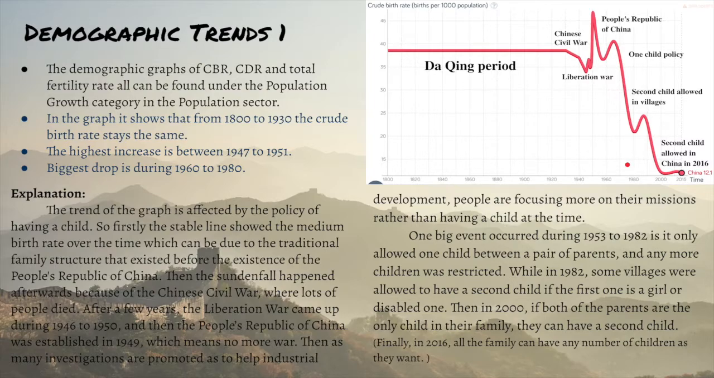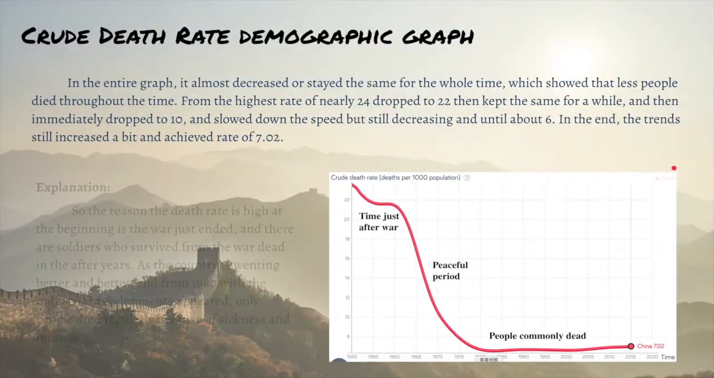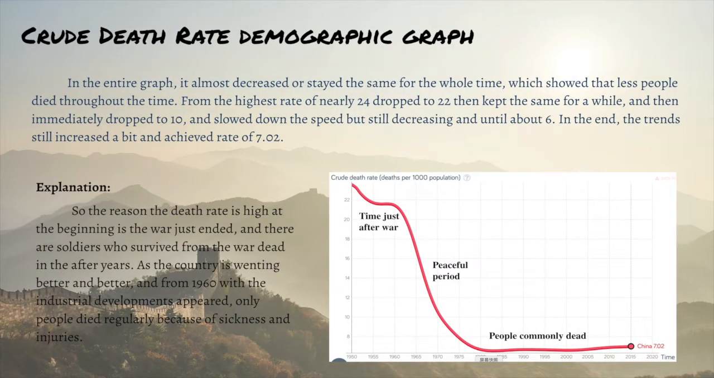Then in 1982, some villagers were allowed to have a second child if the first one was a girl or a disabled one. Then in 2000, if both of the parents were the only child in their family, they could have a second child. This graph is for the crude death rate.